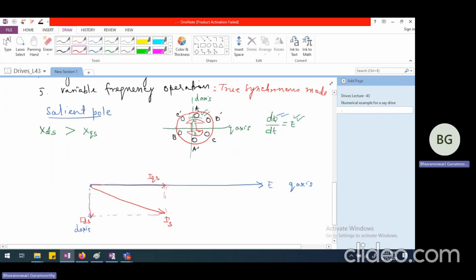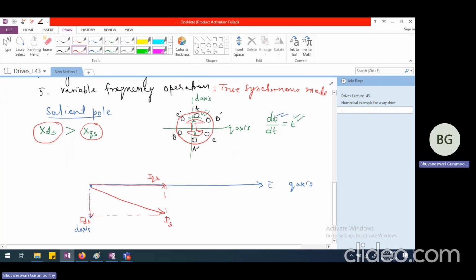Now, whenever I'm talking about the winding occupying the direct axis position, it is going to have a voltage drop which has to be calculated by multiplying IDS with XDS. And similarly, whenever I'm talking about the winding occupying the quadrature axis position, I have to multiply this XQS with IQS, and then I have to add that as the voltage drop in the quadrature axis inductance.